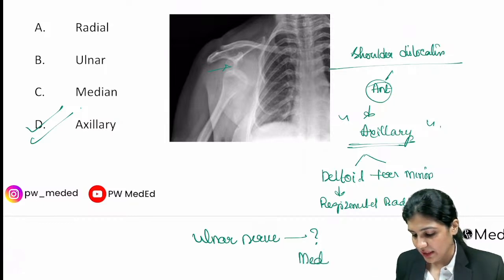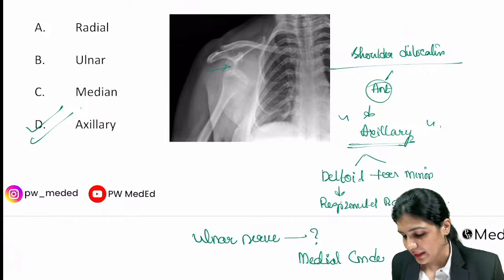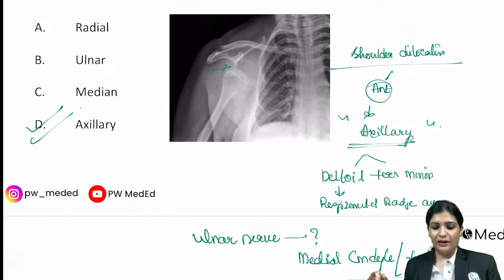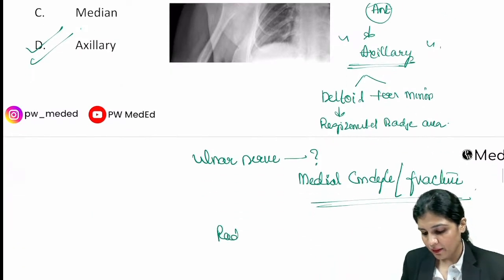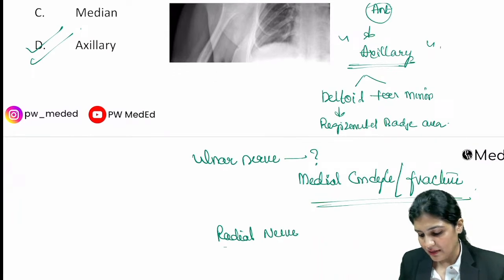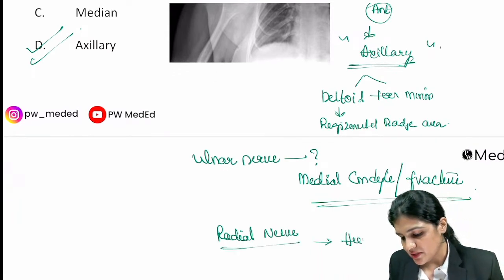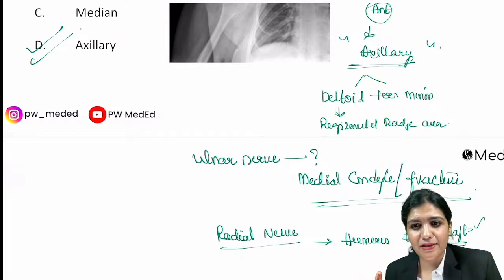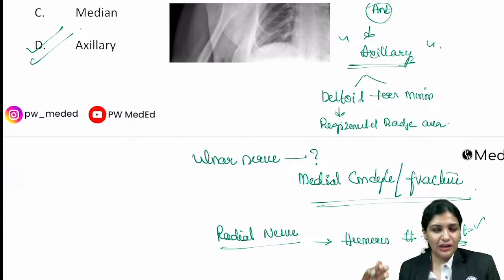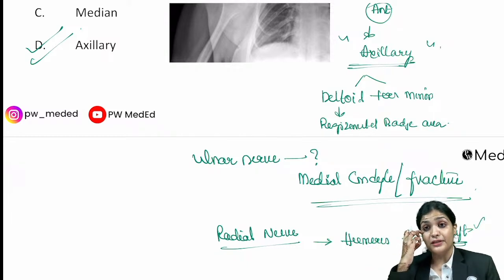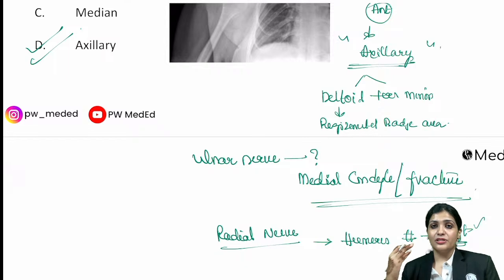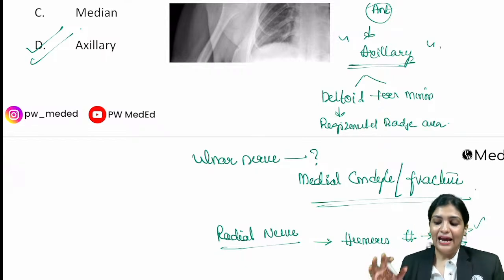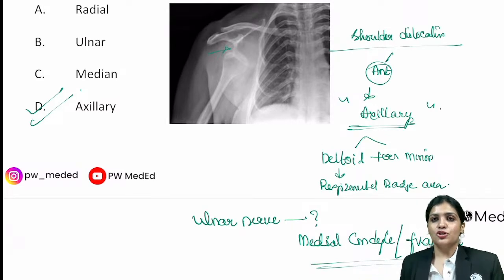Ulnar nerve: whenever you see any problem with medial condyle or medial epicondyle fractures, then you have to be careful for ulnar nerve injuries. So ulnar nerve, and then radial nerve. This is all very easy, right? Radial nerve is mainly involved in humerus fractures, that is shaft of humerus fracture. Yesterday we dealt with this. There is a radial groove present on the posterior aspect of the humerus, and the junction of the distal middle third is your Holstein-Lewis fracture, that is the radial nerve involvement. And axillary nerve is mainly involved in shoulder dislocation.